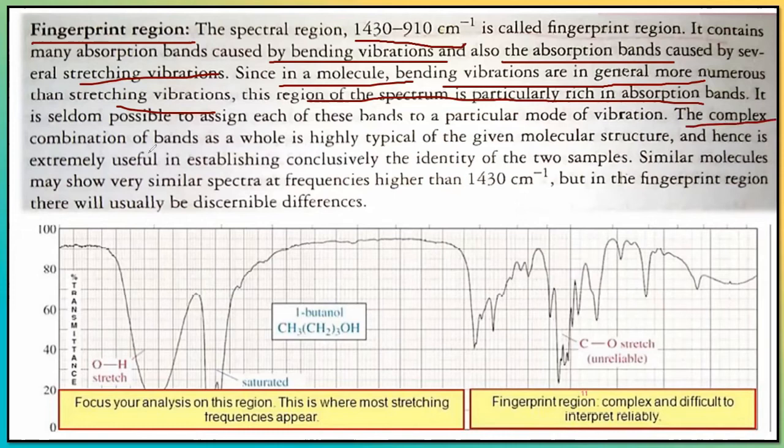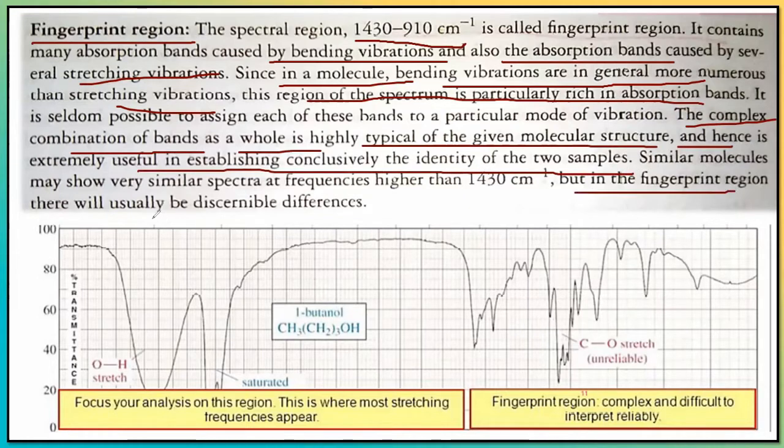The complex combination of bands as a whole is typical of a molecular structure. Hence, it is extremely useful in conclusively establishing the identity of two samples, since the fingerprint region will usually show discernible differences.